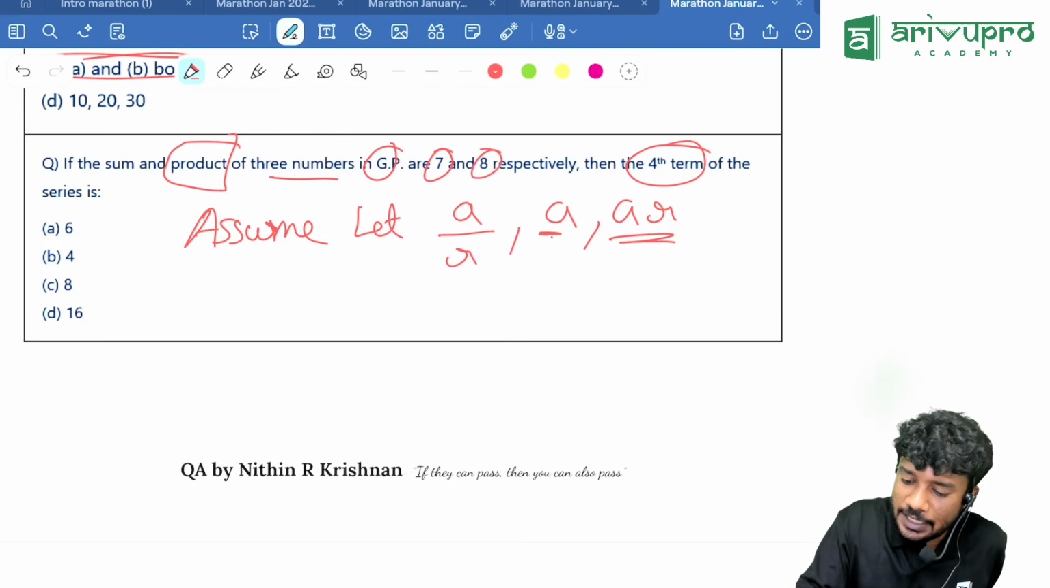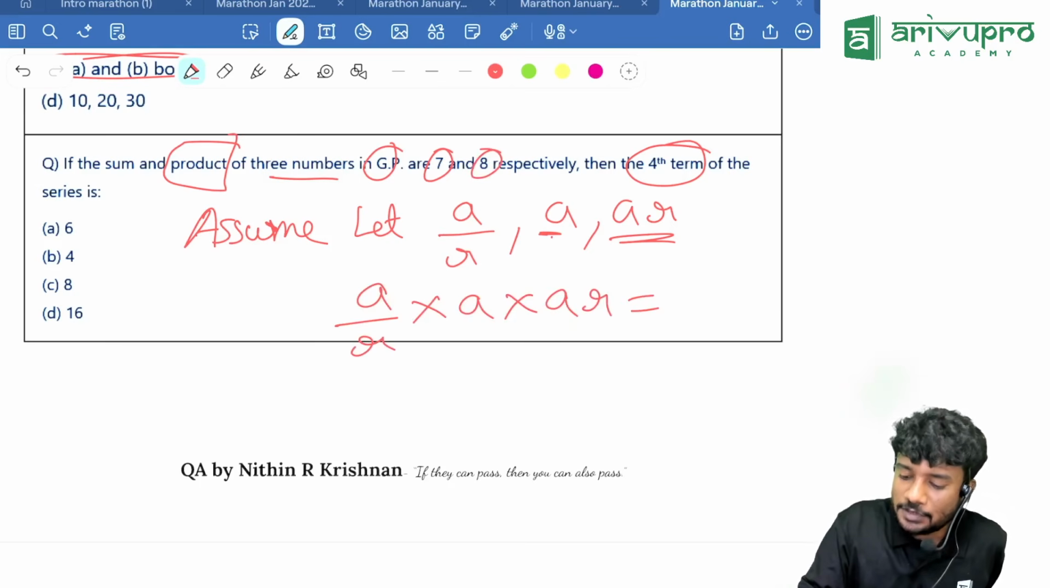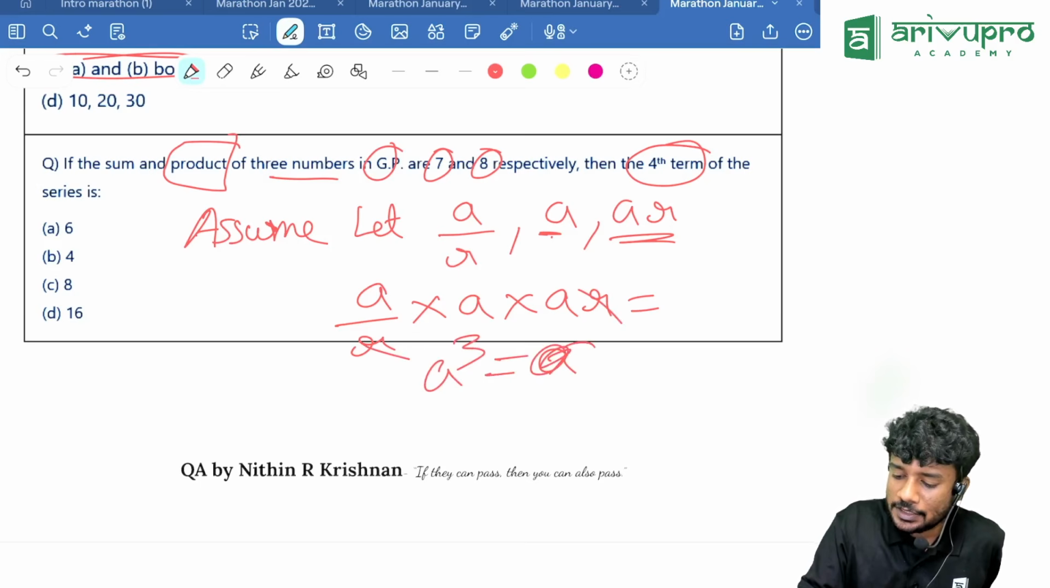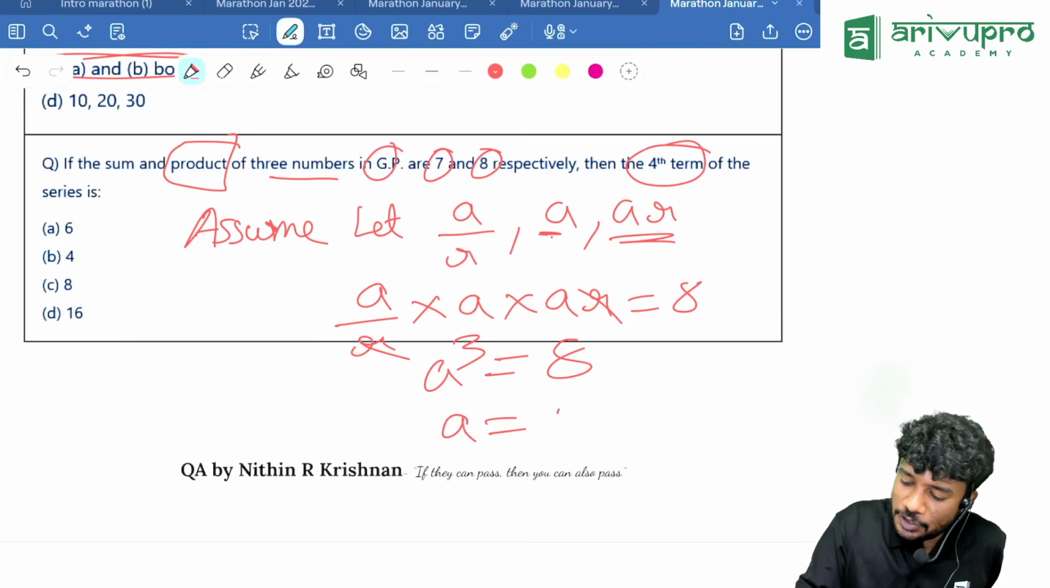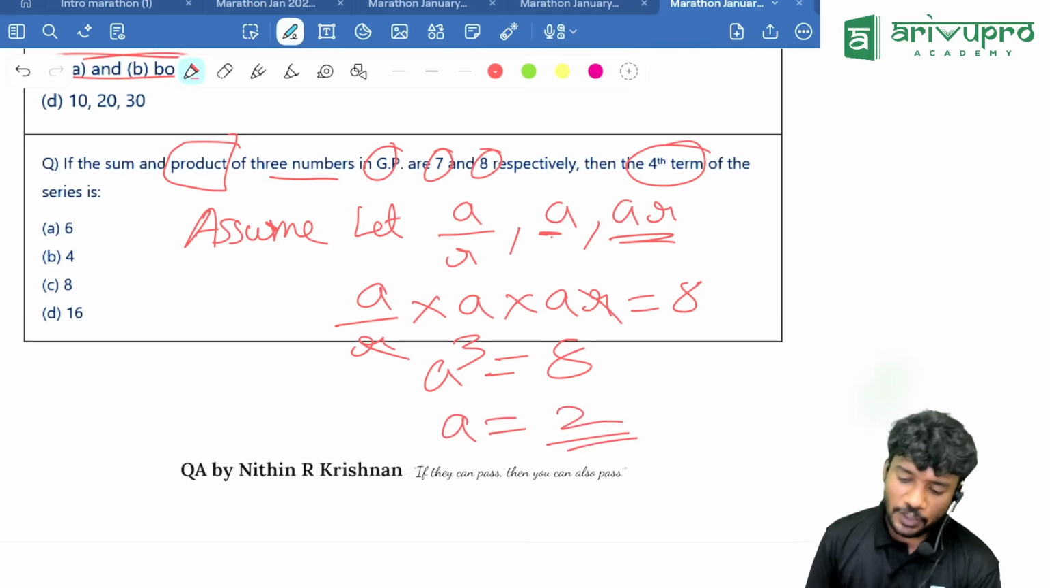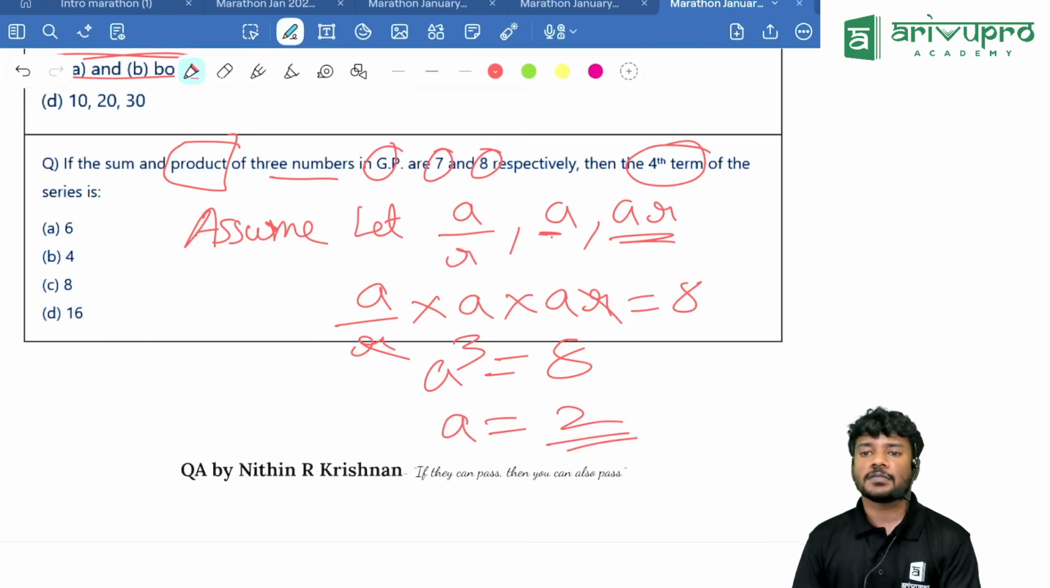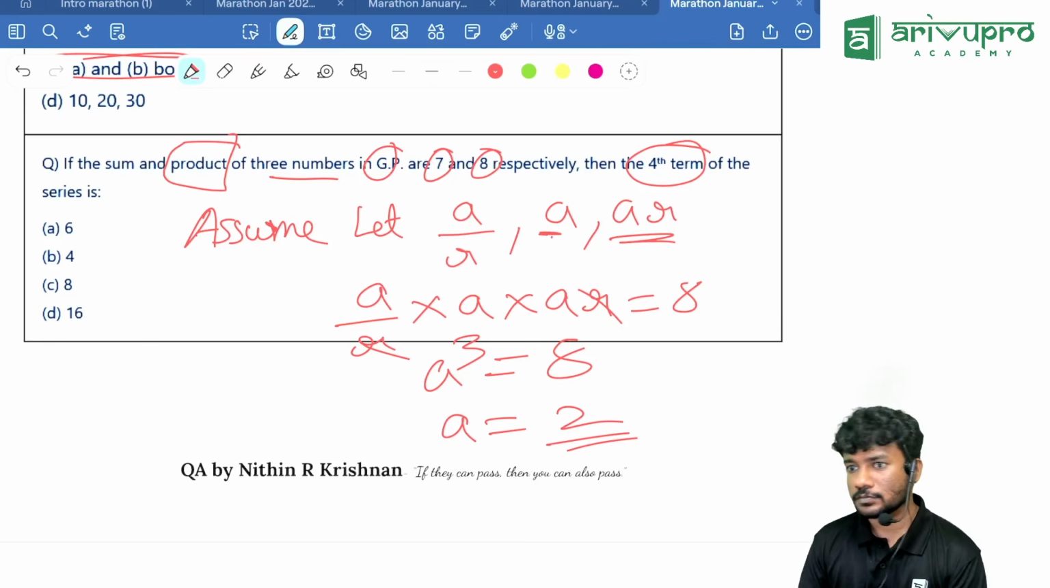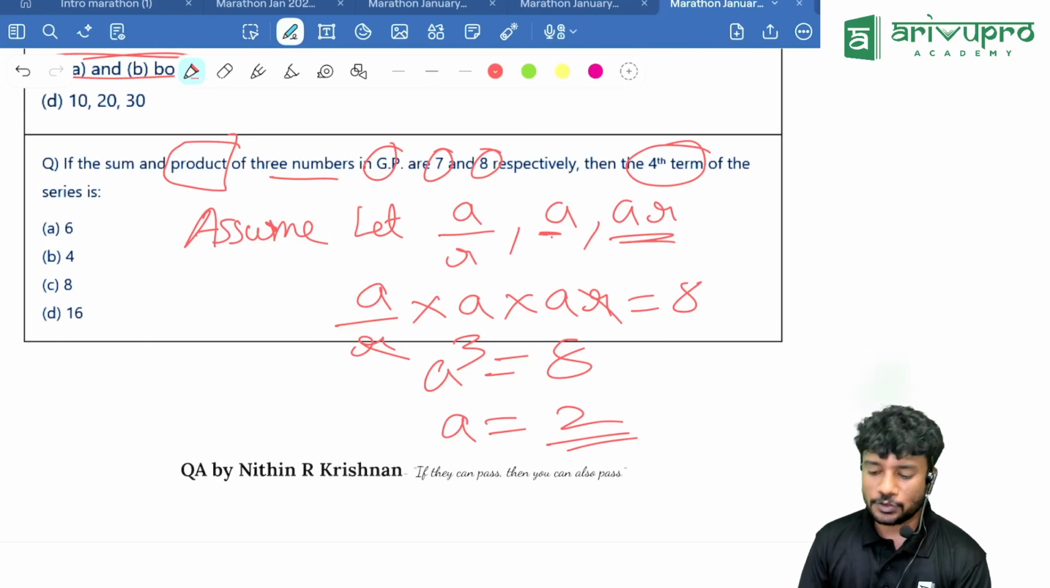Now you tell me, the product is 8. That means A by R into A into AR is equal to 8. R and R got cancelled, so A cube is equal to 8. That means A is equal to 2. We have the first term, that is 2. Now we need to find the fourth term. How are you going to find it? There is another method. I'll tell that method also after this.